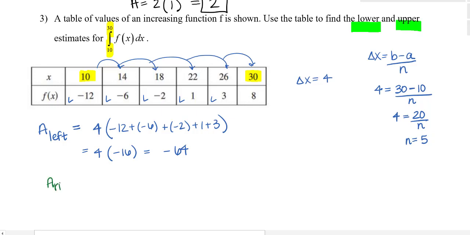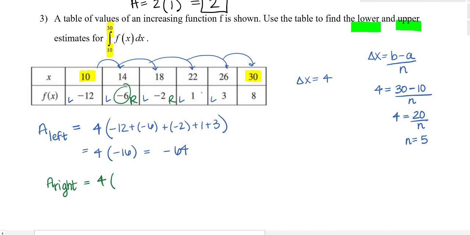So the area of the right, again, all of my rectangles are 4 wide, so I will say 4. And now, where are my y values? Well, if I think about my first rectangle going from x equals 10 to x equals 14, the right edge or the right side of it would be at that x equals 14. So that y value would be -6. So my function value for the right endpoint would be -6. So that would be my first height of my first rectangle.